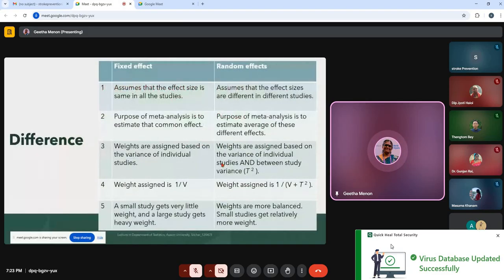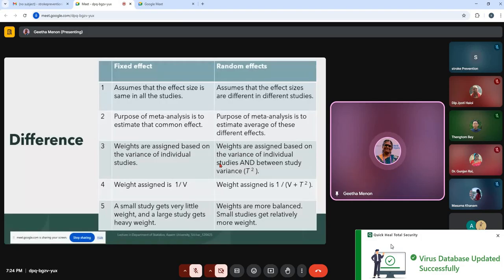What are the differences between the two? Fixed effect assumes that the effect size is the same in all the studies, whereas random effect assumes that the effect sizes are different, which is true and more realistic. The purpose of a meta-analysis for a fixed effect is to estimate the common effect, whereas for a random effect the purpose is to estimate an average of various effects. The weights for a fixed effect are the inverse of the variance of individual studies, whereas the weights for a random effect model are the inverse of the sum of the variance of individual studies and the between study variance also. So that's what it is.